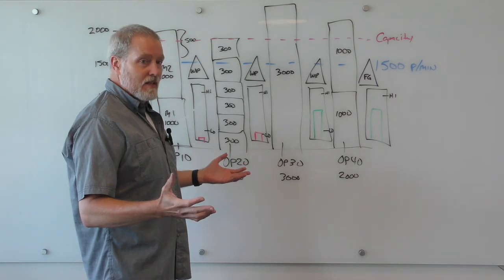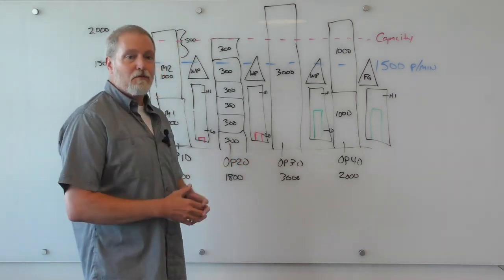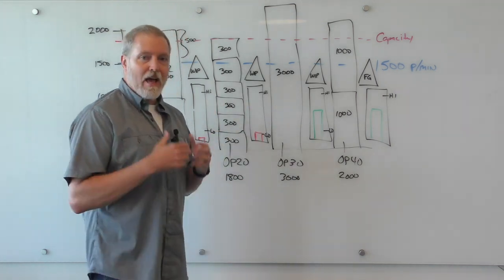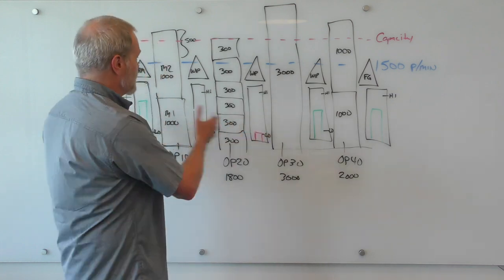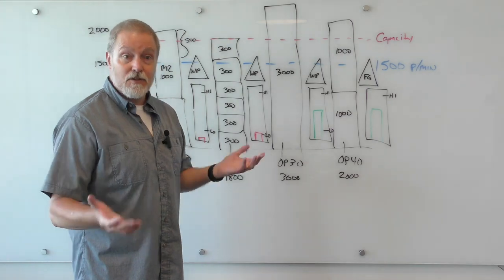So let's say it makes sense that I want to look at the average throughput of operation 20 over the last 15 minutes. And if I compare that to all the other machines, my lowest average throughput on each operation tells me what my current bottleneck is. And that can change over time.